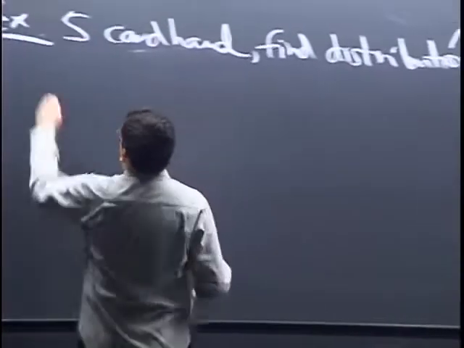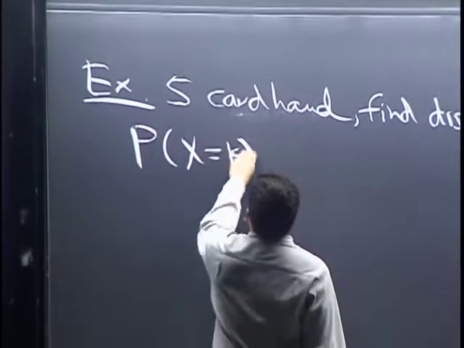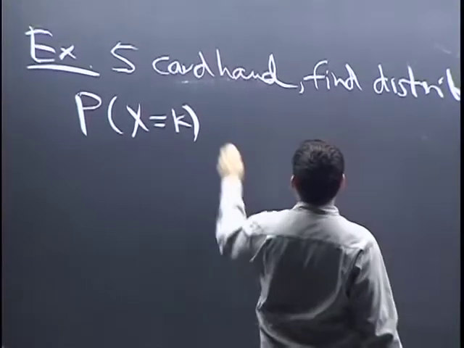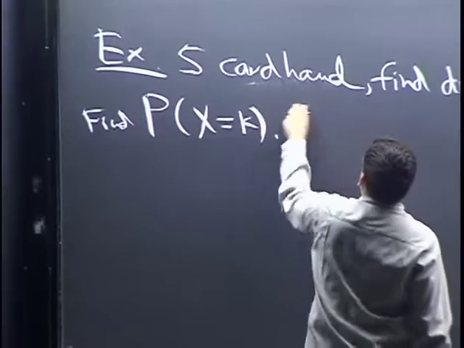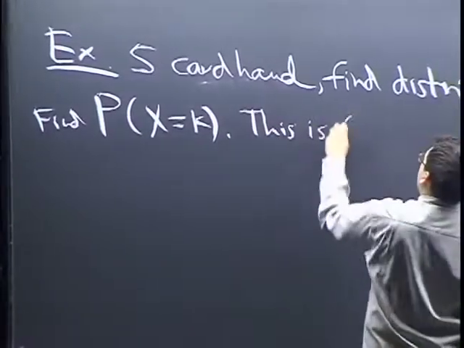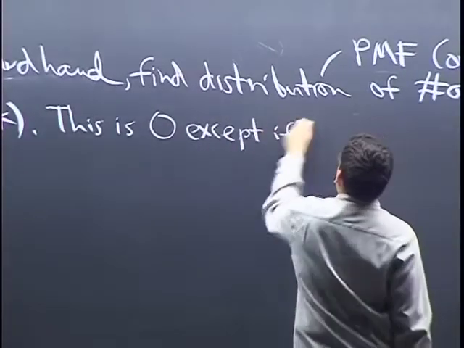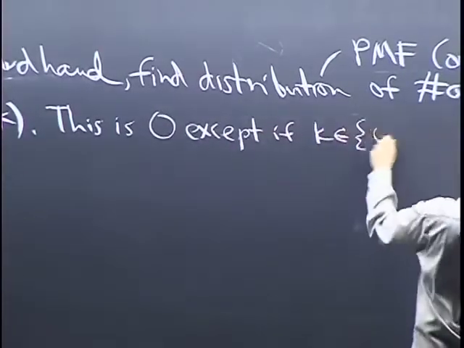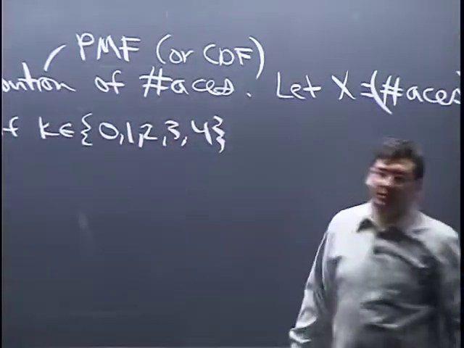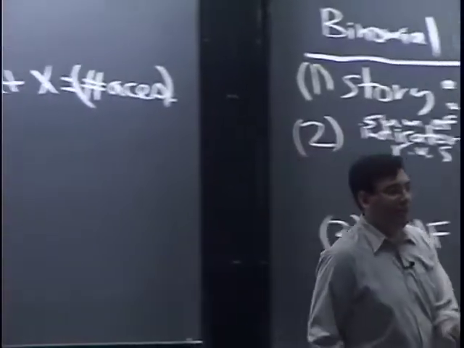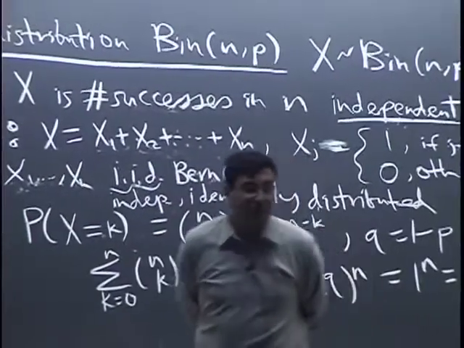So we need to find the probability that X equals k. Well, first of all, this is obviously 0, except if k is 0, 1, 2, 3, or 4, right? You're not going to observe 2.5 aces or 5 aces if it's a standard deck, right? It's not possible. So those are the only possibilities.